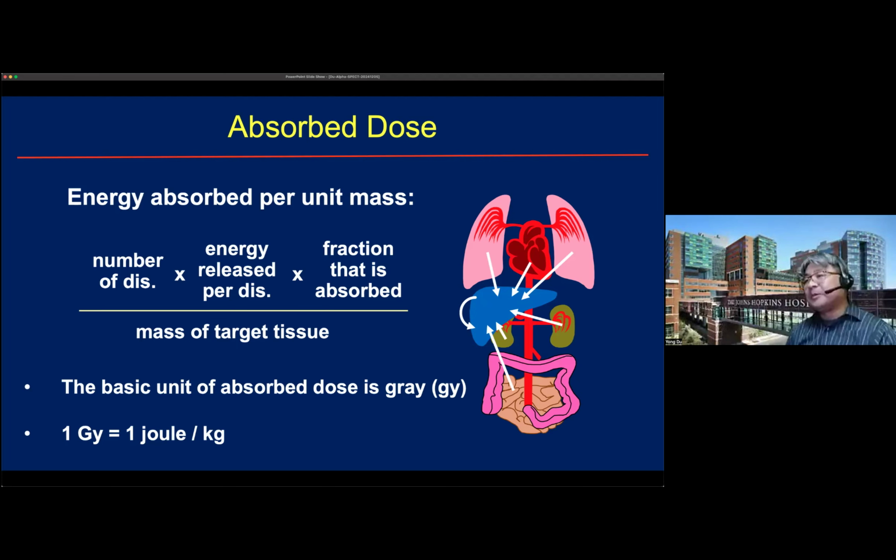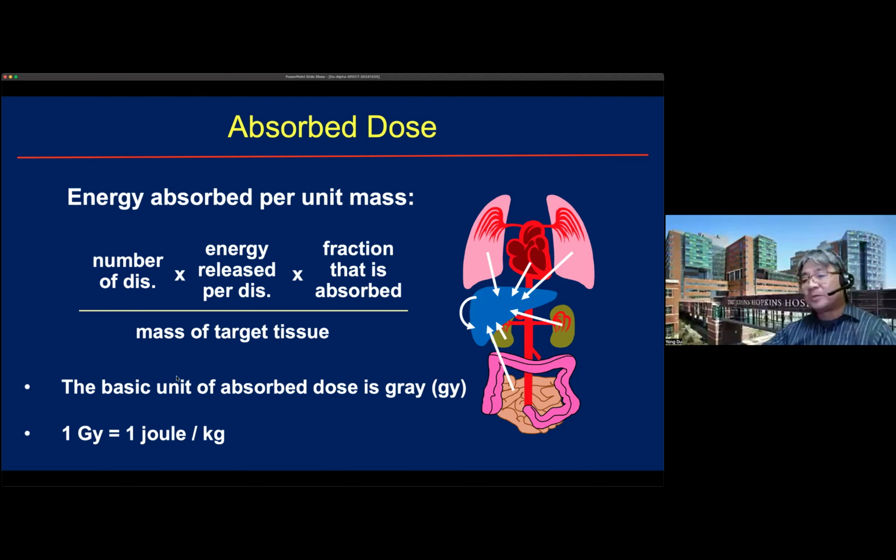in the liver, which divided by the mass of the liver will give us the total absorbed dose in the liver. So that's how we calculate dose, defined as the energy absorbed per unit mass, and the basic unit is the gray, defined as 1 joule per kilogram.